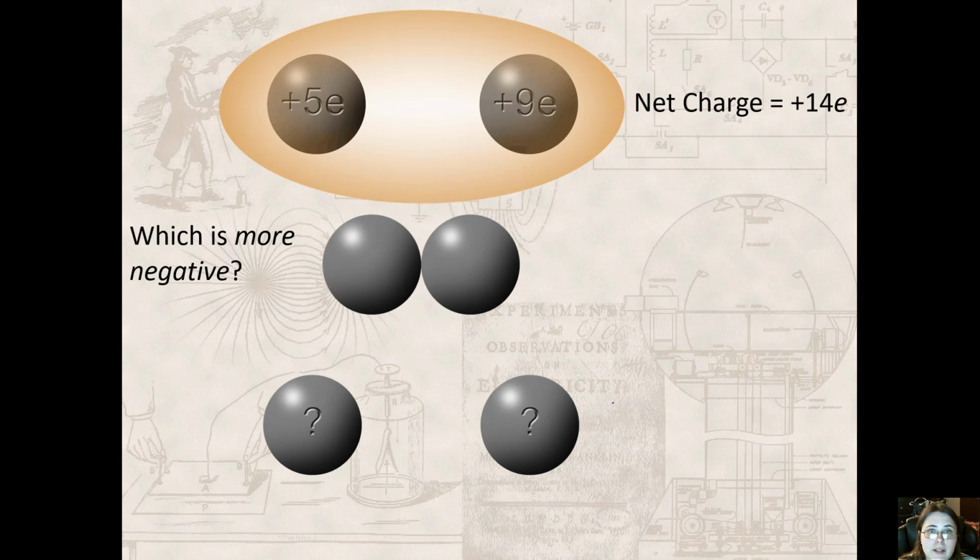Okay, so then what about this one? We're missing 5 electrons here, and we have +9 over here, so there's a net charge of 14. So which one is more negative? This one is actually more negative, because it's missing fewer of the electrons. So that means that it's more negative.